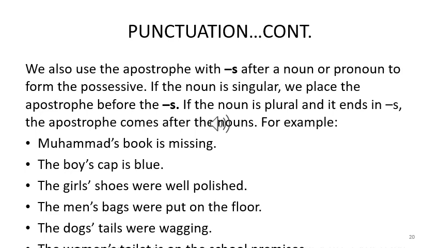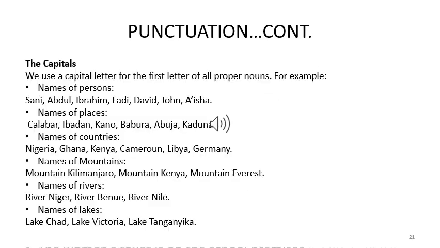But with dogs, you can see that the plural form of dog is dogs. It already has an S, so you don't need to add another S. You only put the apostrophe. The dogs' tails were wagging. The women's toilet is on the school premises.